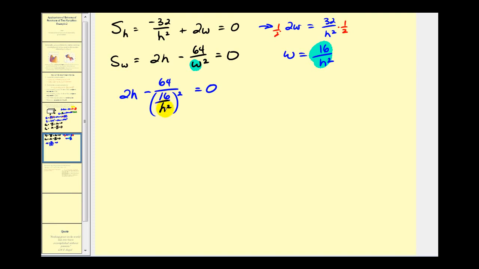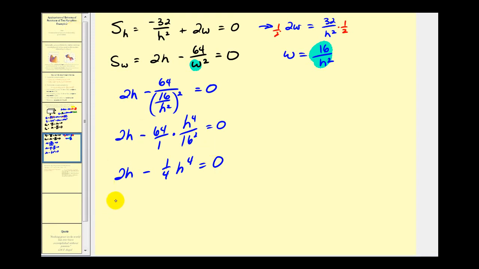Let's go ahead and simplify this. This is the same as 64 over 1, and then instead of dividing by this, we'll multiply by the reciprocal. We'd have h to the 4th all over 16 squared. This will give us 2h minus 1/4 h to the 4th equals 0. Now let's factor out the common factor of h. We'd be left with 2 minus 1/4 h cubed equals 0.